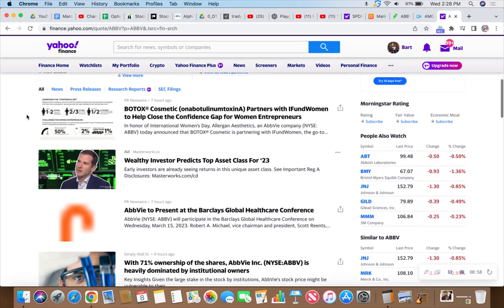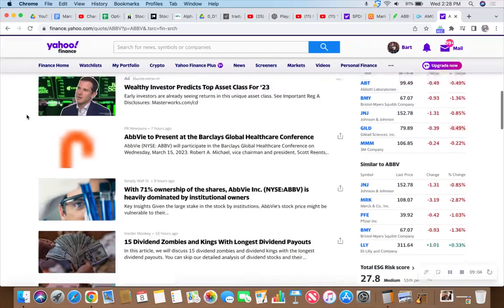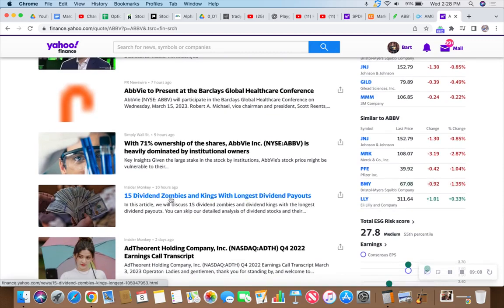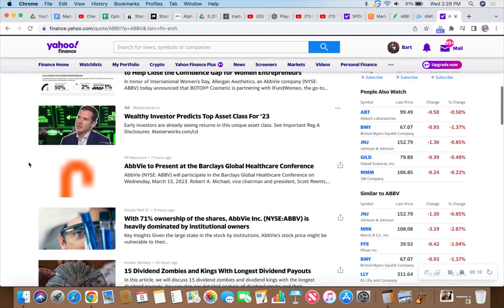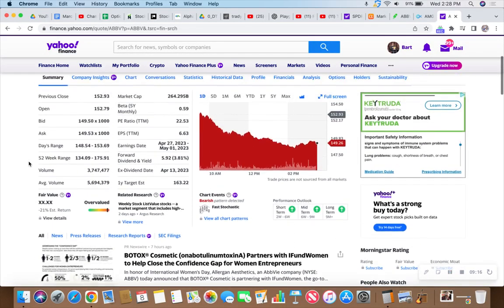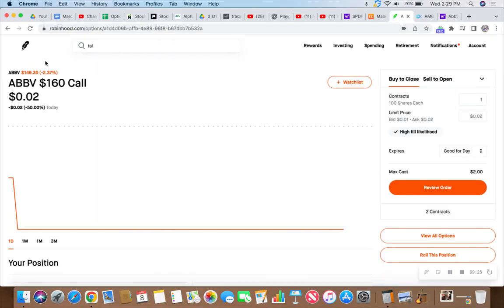So I don't know why it's falling. 15 dividend zombies, probably read that later. Love those fun headlines. Let's look at what kind of premium action we'd have on ABV as far as selling puts. Let's look at ABV right here.